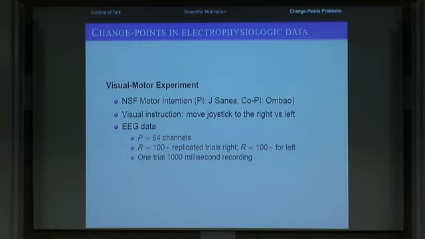But for now, we just want to look at what's going on in the brain via these EEGs in this particular visual motor task. So they see the instruction, visual, and then they execute motor. There are 64 channels total, over 100 replicates for the right direction and over 100 for the left direction. And one trial is 100 milliseconds worth of recording.